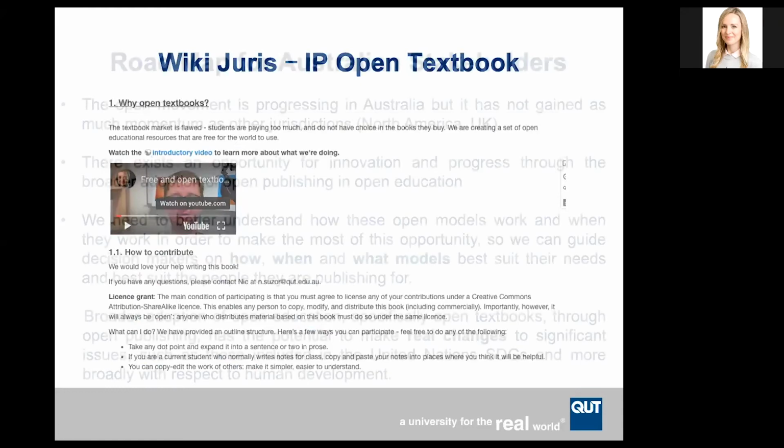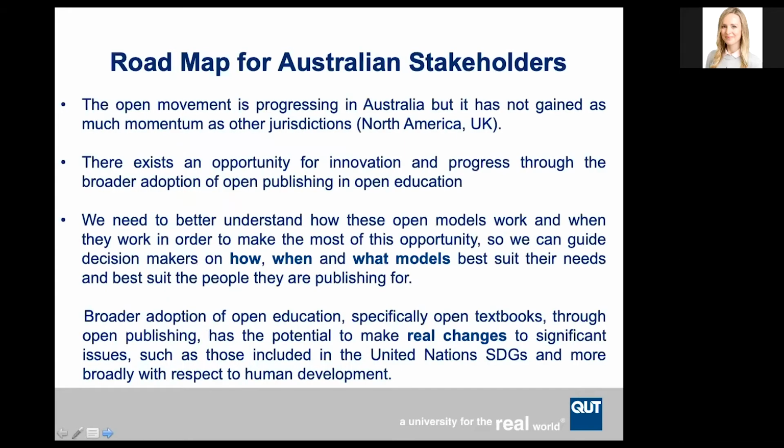So, a roadmap for Australian stakeholders. This is what I'm trying to achieve. I really want to be able to guide Australian stakeholders to do what they want to do with open textbooks to progress the movement. The momentum in other jurisdictions has really grown, and Australia needs to catch up to be able to get the same benefits, and also to get other benefits, such as I mentioned, the benefits of being able to progress human development, to be able to look more broadly beyond the traditional publishing models and think about these alternative models as something which is achievable and sustainable.